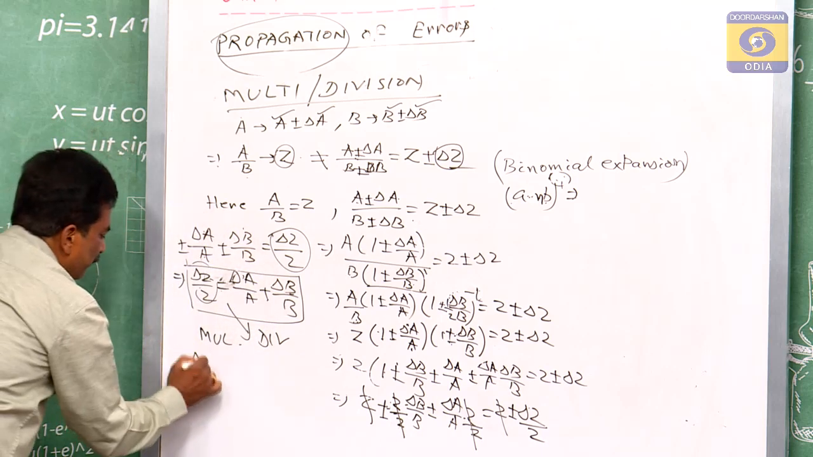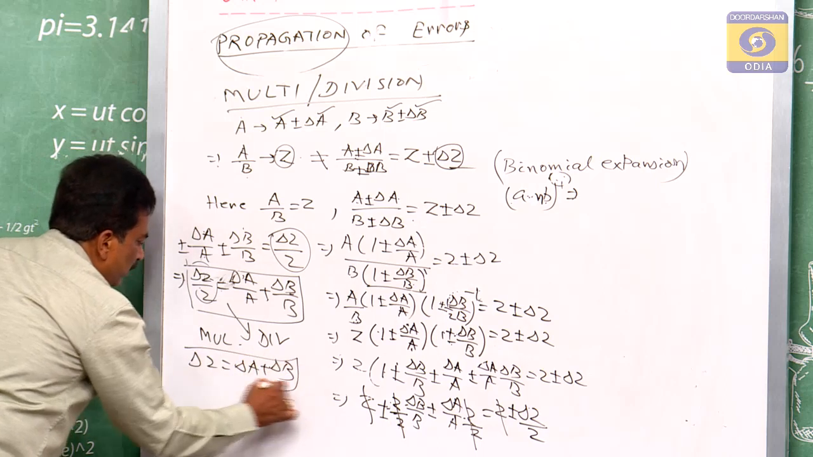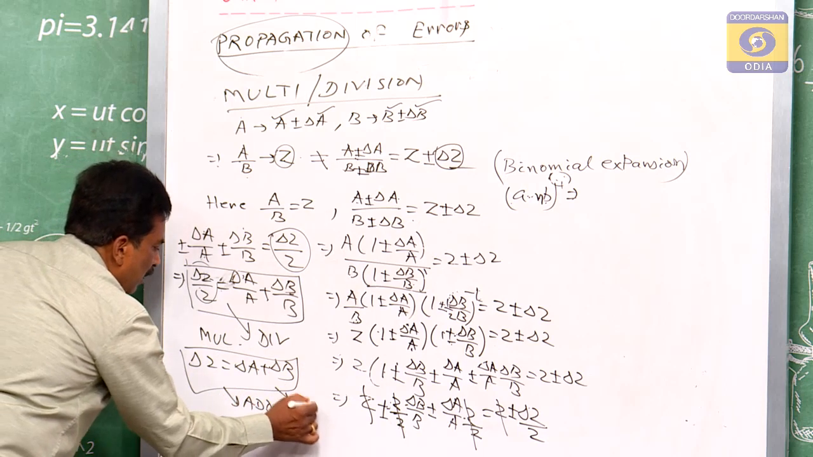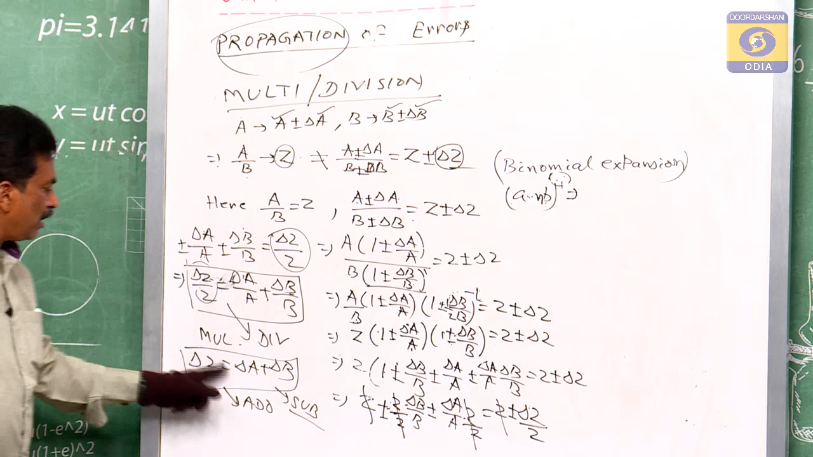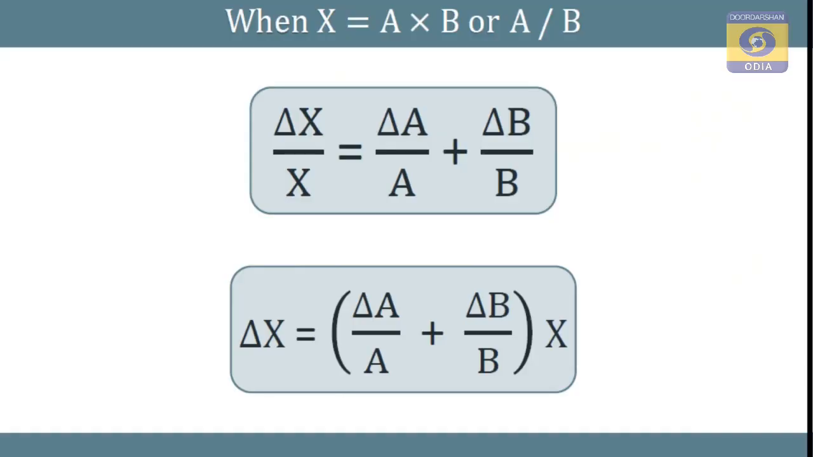But for addition or for subtraction, only the absolute errors are to be added. Are you clear? As per the screen, you will find that if x is equal to either a cross b or a by b, you see del x by x is equal to del a by a plus del b by b, and here we have taken that as z. So del z by z is equal to del a by a plus del b by b.